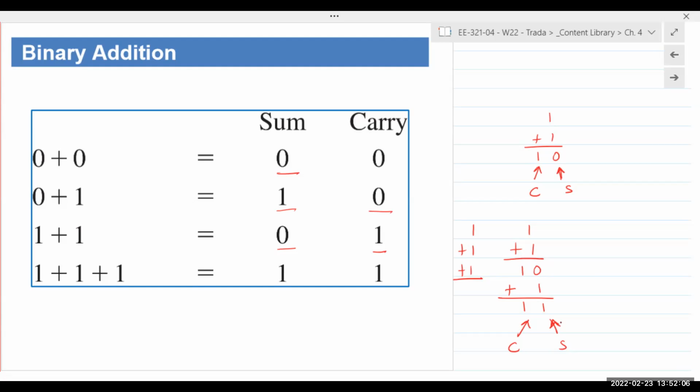0 plus 0 gives you 0. 0 plus 1 gives you 1. And 1 plus 1 gives you 1, 0. Two digits.